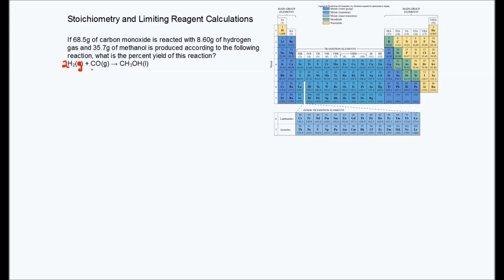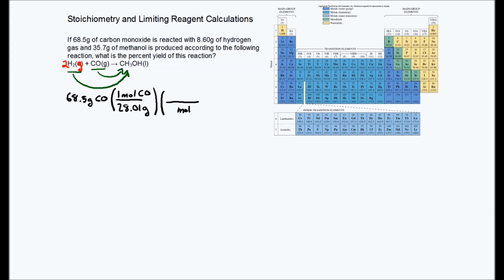We're going to take our known mass of carbon monoxide and convert to methanol, and our known mass of hydrogen gas and convert to methanol, and see which one produces less. So, starting off with 68.5 grams of CO, I'm going to convert that to moles. So 1 mole CO. From the periodic table, the mass of carbon is 12.01, and I have 1 of them, plus the mass of oxygen, 16 times 1. I do that math, and I find out the molar mass of CO is 28.01 grams.